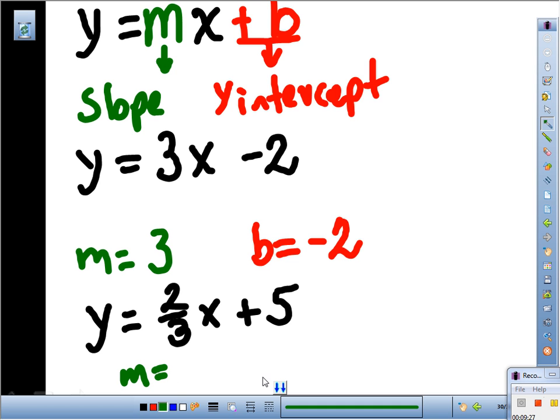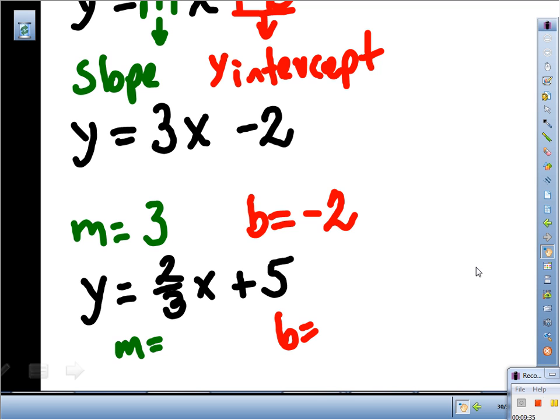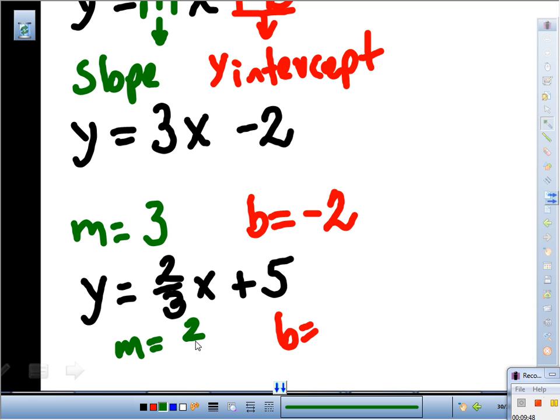Tell your neighbor the slope and the y-intercept for that one. All right. Let's see. Larissa, what is our slope for that one? Oh, okay. Help her out, Anais. Slope is 2/3, and our y-intercept? 5. Hands if you got that.